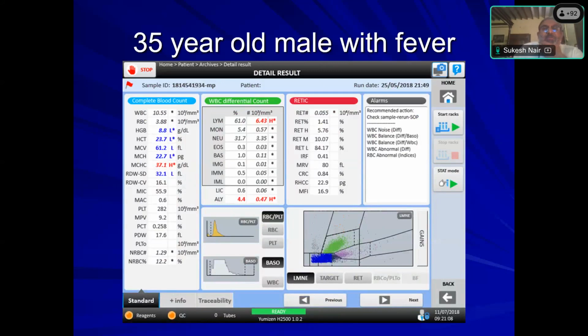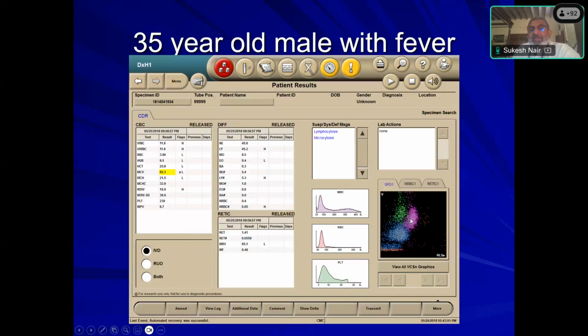Now coming to a 35-year-old male with fever, you can see the white cell count is 10,500, mostly lymphocytes. But you can see the lymphocytes are smaller than usual. We ran it on another cell counter. You can see that, okay, lymphocytes are large. It's 11,000 is a count. But there's another population of lymphocytes below the lymphocytes. And the monocytes are also widely distributed.